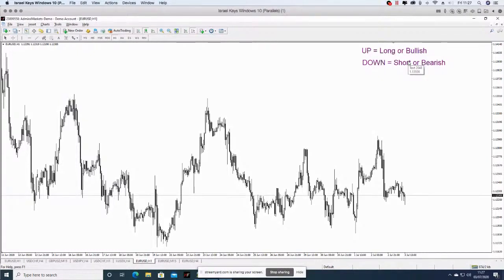If you hear me say down or short or bearish, I am talking about price moving down. So this way is up. It is also a long. So if we say we're taking a long on the EU, it means we're taking a trade in the buy direction. If we say we're taking a short on the EU, let's take this one here.